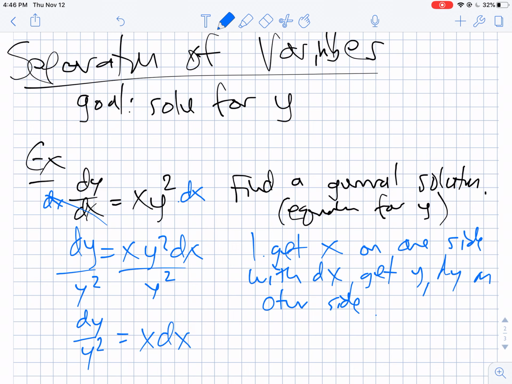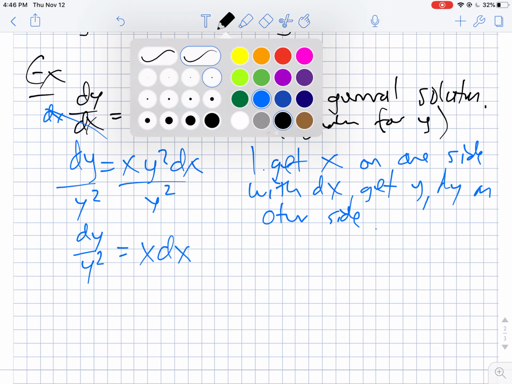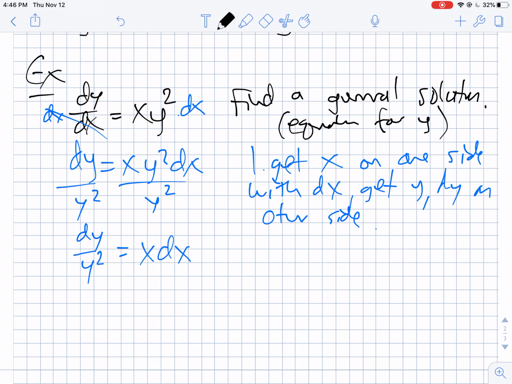Now my goal in this was to solve for y, of course. So how do I get a y by itself here? Well, how do I get rid of the dx and the dy? I could integrate. So what I'm going to do now, after I do this, and this part, by the way, is called separating, my second step is I'm going to integrate both sides.